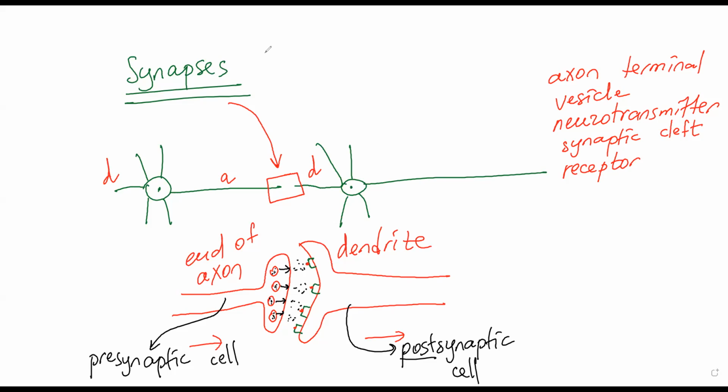Generally, for every neurotransmitter, we have specific receptors. I just drew an example. There are many receptors, and each receptor works with a specific neurotransmitter.